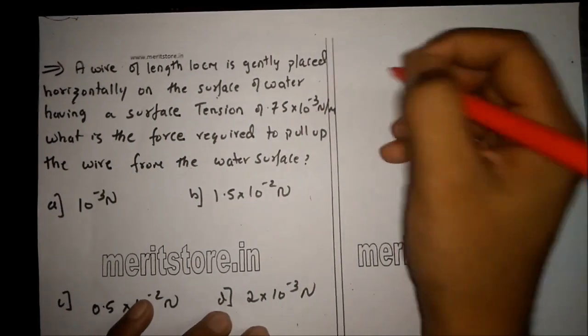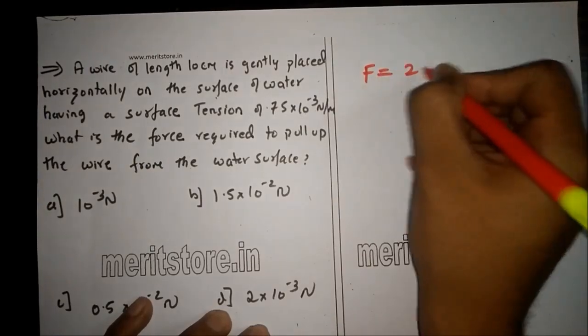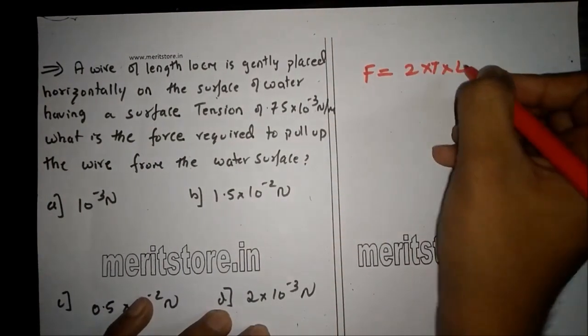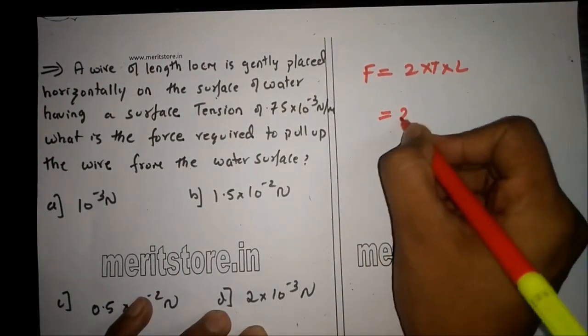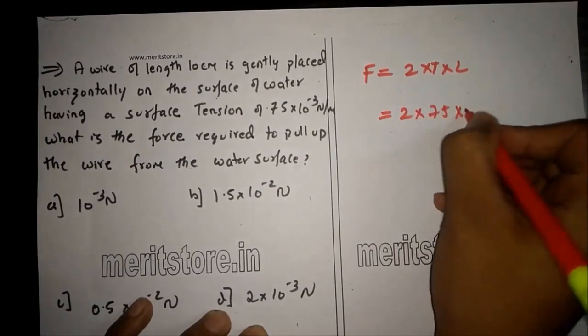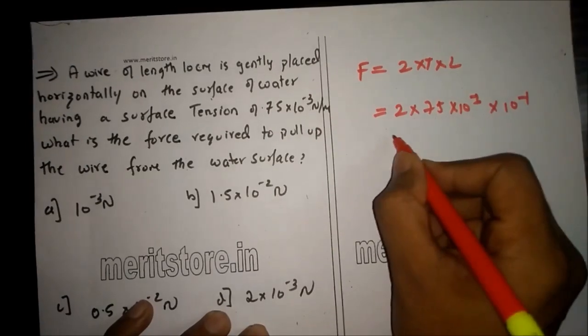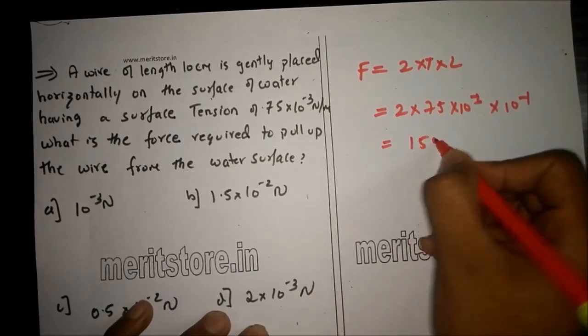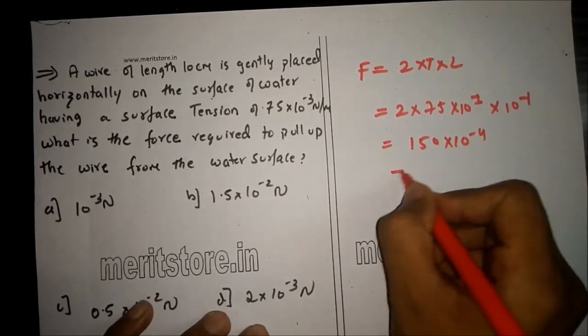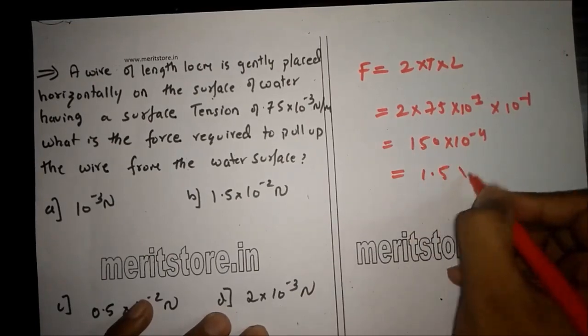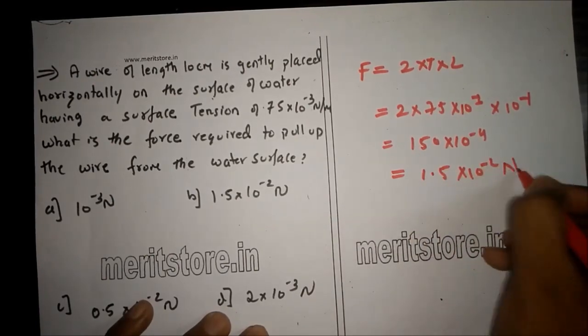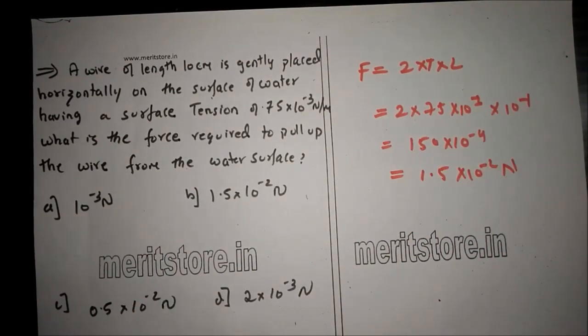Now we know that the force required F will be equal to 2 into tension into the length. Therefore, substituting the values, 2 into 75 into 10 raised to minus 3 into 10 raised to minus 1, which is equal to 150 into 10 raised to minus 4, which is equal to 1.5 into 10 raised to minus 2 newtons. Therefore, the correct answer is option B.